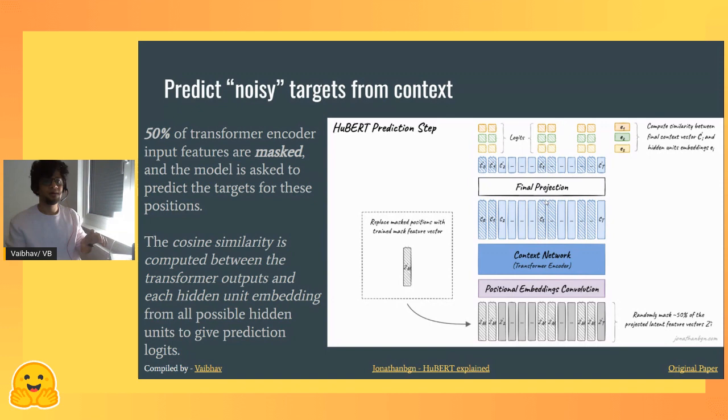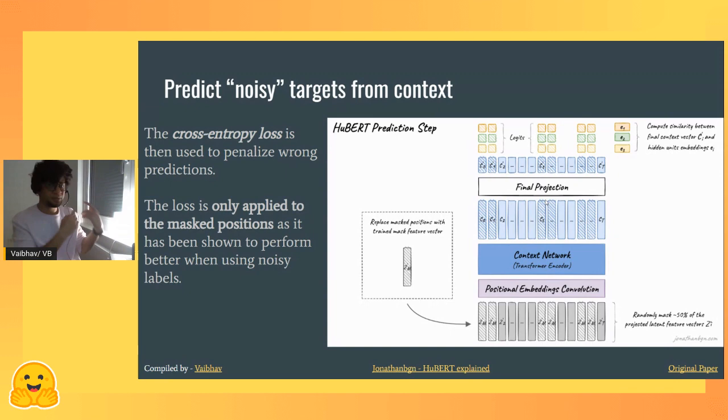Based on that, they use cross entropy loss to penalize wrong predictions. And the loss is only applied to the masked positions. This is kind of important, and the authors within the paper also show different experiments with this. The first experiment they tried was to calculate the loss on all the outputs from the context network, so masked or unmasked doesn't really matter. Then they did it just for masked and just for unmasked, and they found that calculating the loss only on the masked positions gave the best results.